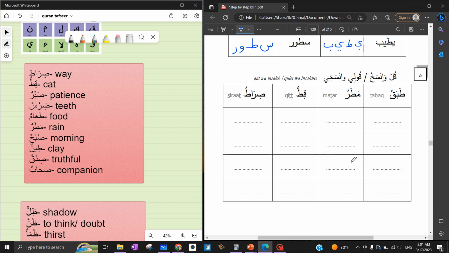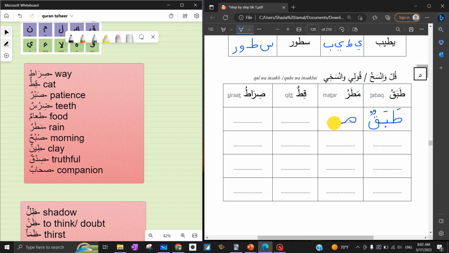So let's go to the exercise 5. Tabaq. How do we write tabaq? Ta. Continue with the tail ba. And continue again making a round and the pot belly. Now put the stem. Ta, fatha, ba, fatha, kaf, and tanween, dhamma. Taba, tabaqun. Then matar. Now mim is from here, making a round anti-clockwise and leaving a tail.